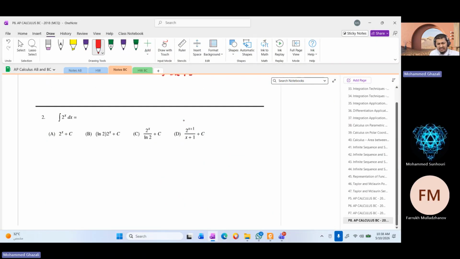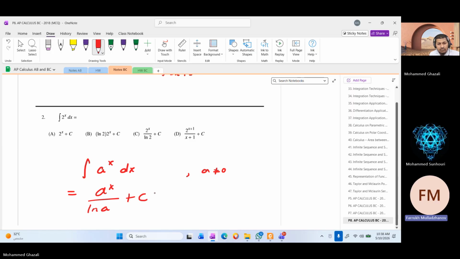This is a basic integral. You need to remember your rules. The integral of a to the power x dx, where a is positive and not equal to 1, equals a to the power x over ln a, plus c. So what's your answer here? Yes, your answer is C.